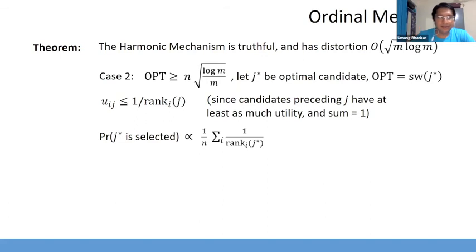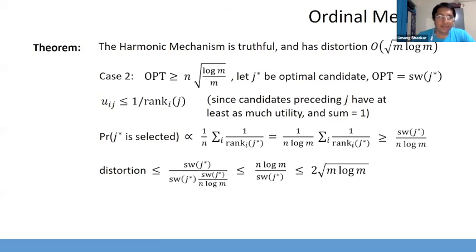And then what is the probability that J star is selected? For each voter, it's the probability that the voter is selected times the probability that J star is selected given that the voter is selected, which is exactly this expression. If I remove the proportionality, I get approximately log m. And if I plug in the utility in place of the rank, this is what I get. So the probability that J star is selected is at least its social welfare divided by n log m.